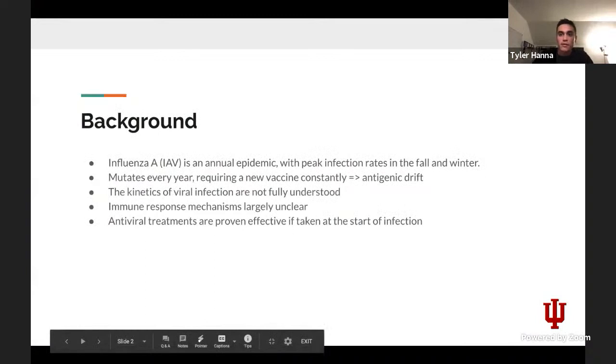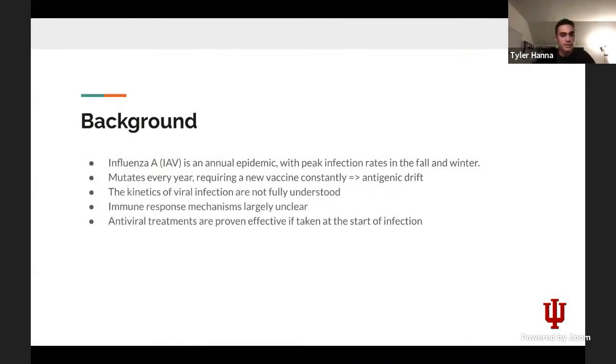Some biological background: obviously we all know what influenza A is. It's an annual epidemic that we deal with every year, and the peak infection rates are what we know as flu season, which occurs in the fall and the winter. The reason we need a new vaccine every year is that it mutates every year due to antigenic shift, where the virus picks up minor mutations that make it just different enough that our body can't recognize it, and we need a new vaccine. The big issue with this vaccine is that it doesn't seem to be all that effective for everybody.